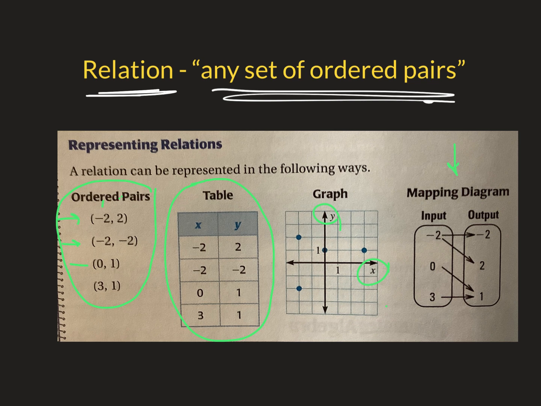You can do what's called a mapping diagram, where -2 goes with -2, but -2 also goes with +2, which you can see over there in your ordered pairs. The 0 goes with the 1. The 3 goes with the 1. So relations are any set of ordered pairs, and these are all the ways you can represent them. And let's keep going.